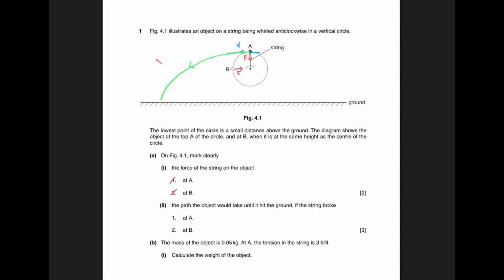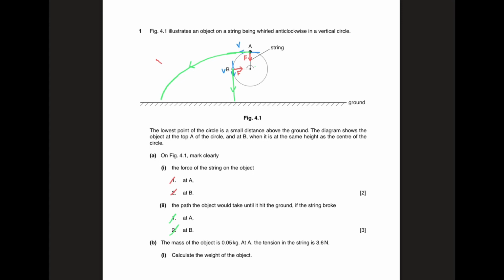Okay, so now let's look at part 2 at B. If you cut the string at B, first the tangent is this way. The tangent is down. Anti-clockwise, so down, and it will remain down. Gravity will make it go down, so it is just going down. So that is part 2. So it's related to centripetal force.